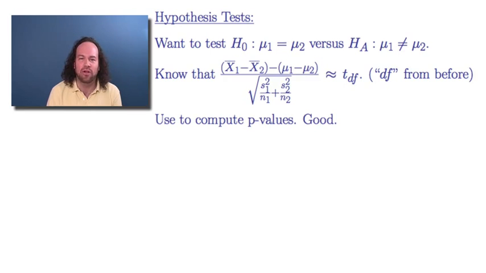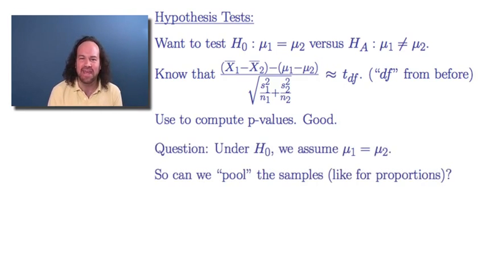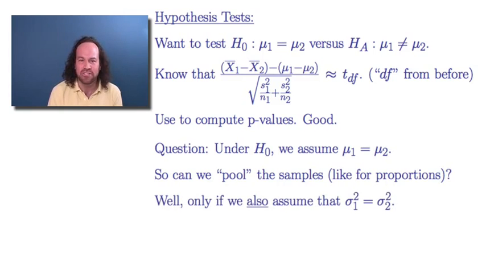Now, one thing you might wonder: if you remember what we did with proportions, we said that under the null hypothesis we were assuming the two p's were equal, so we could pool our estimate and get a single pooled estimate for p hat. Well, in this case, you might wonder, under the null hypothesis, can we again pool things together? The answer is no, unless we also assume that the two samples have the same variance. If they have different variances, then even if they do have the same mean under the null hypothesis, we can't pool them. So for now, we won't do any pooling, but at the end of this lecture, we'll consider the possibility of pooling if we assume the variances are equal.